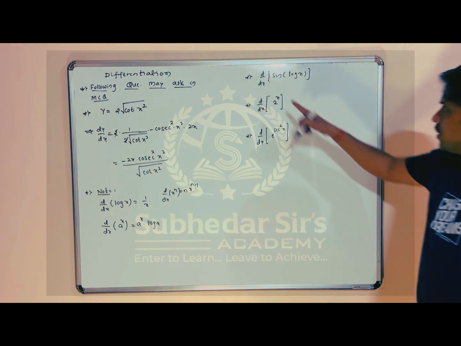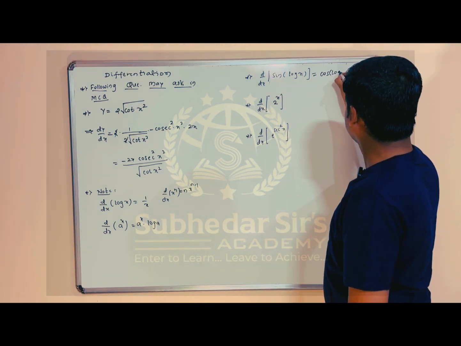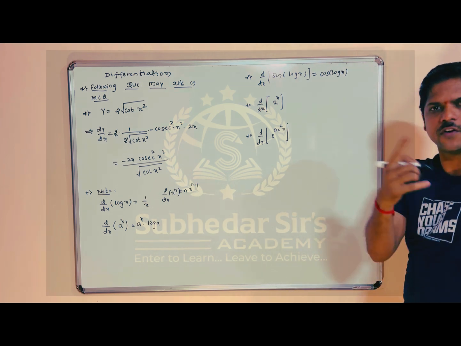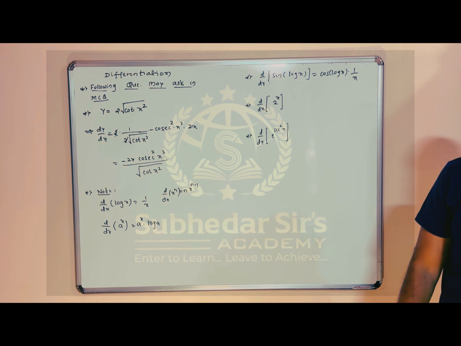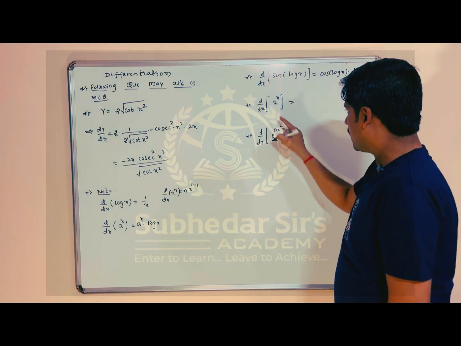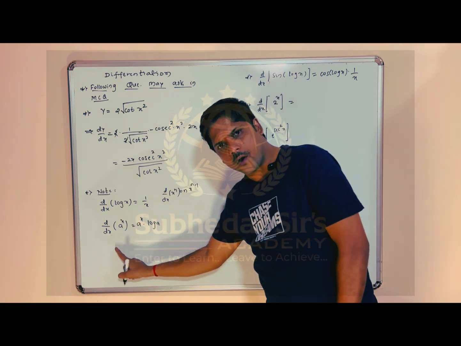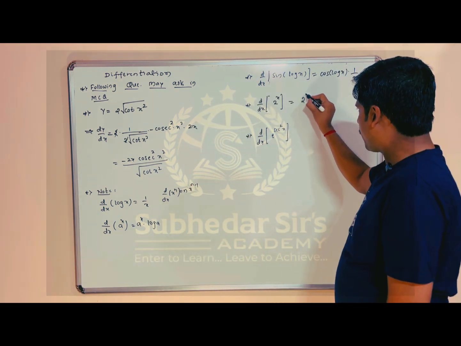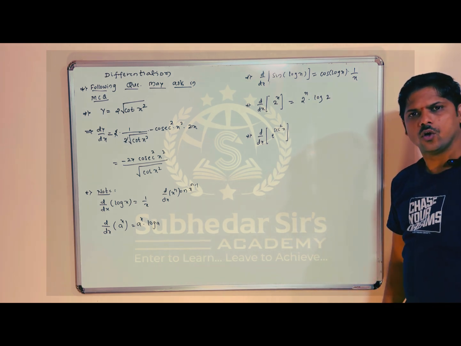Differentiation of sin of log x: differentiation of sin is cos, so write it as it is, cos of log x. Then what is the differentiation of log x? That is 1 by x. So that is the solution of the differential equation. What about 2 to the power x? 2 is constant, x is variable, so I am going to apply this formula. That is 2 to the power x into log 2.